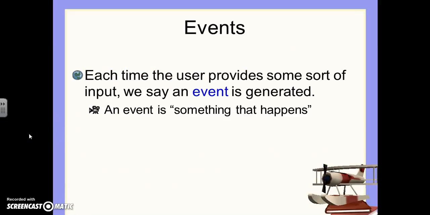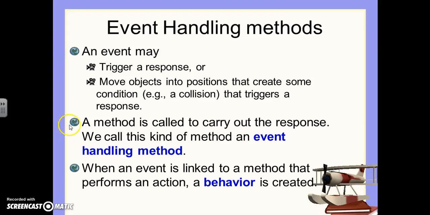An event is what we're going to be working with in Chapter 5. Each time a user provides some sort of input, we call this an event. An event is something that happens, dictated by the user, looking for a desired response from the program. We write what we call event handling methods to handle this. An event may possibly trigger a response, or it could move objects into position that creates some condition.